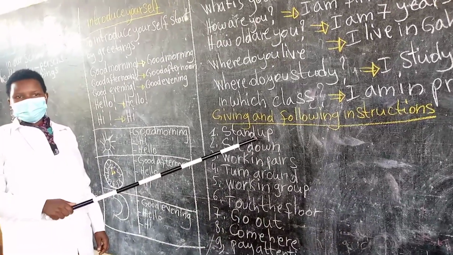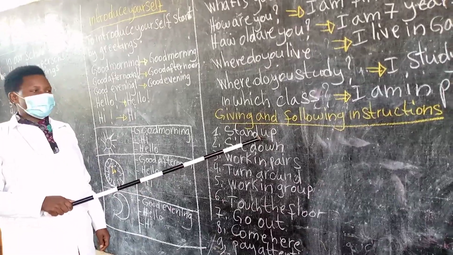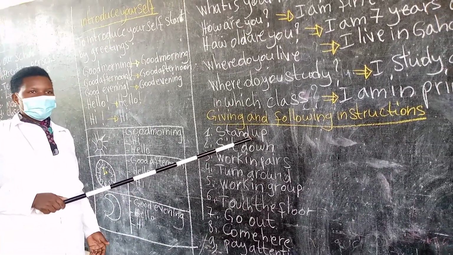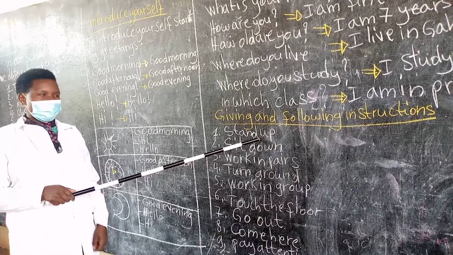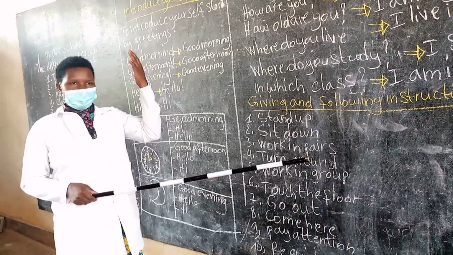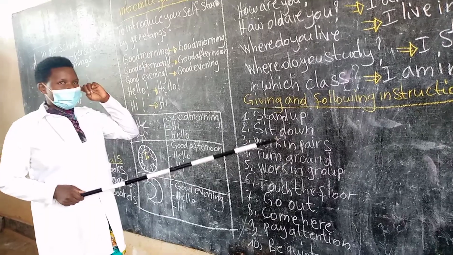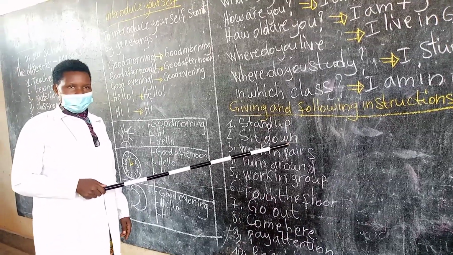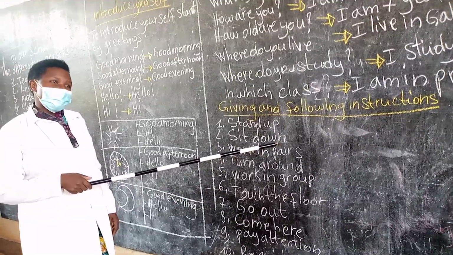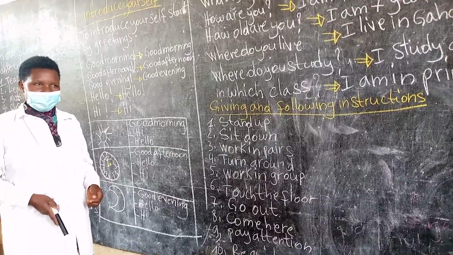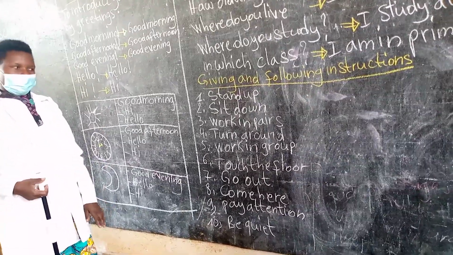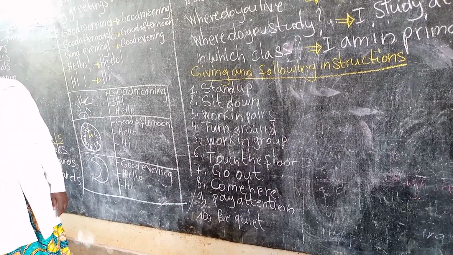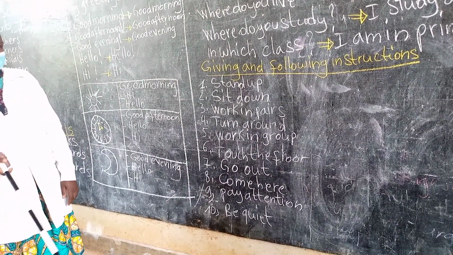Stand up. When you give the instruction stand up, you have to show the sign that you may use. Stand up. The learners, remember that they have to stand up. Sit down. When you say sit down, try to use the sign. Sit down. The learners, remember that. Sit down.